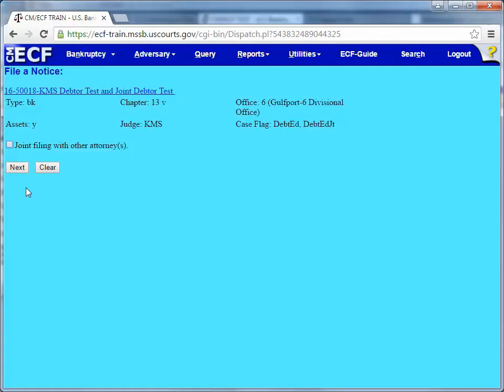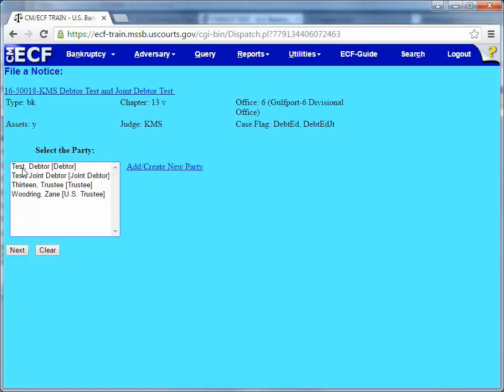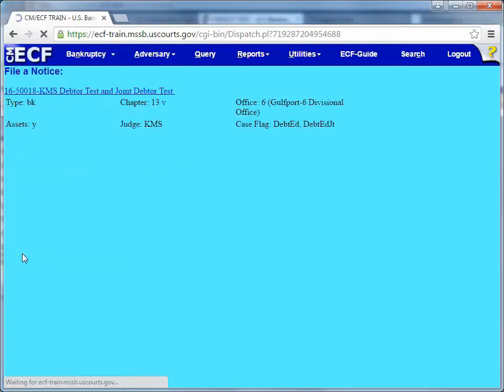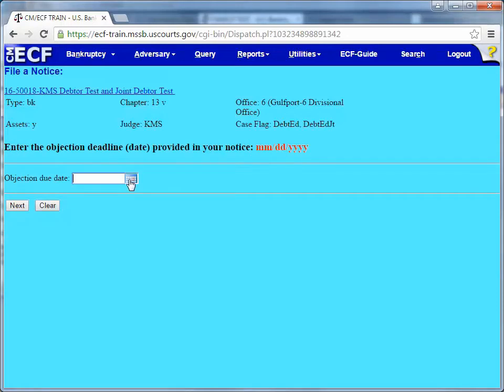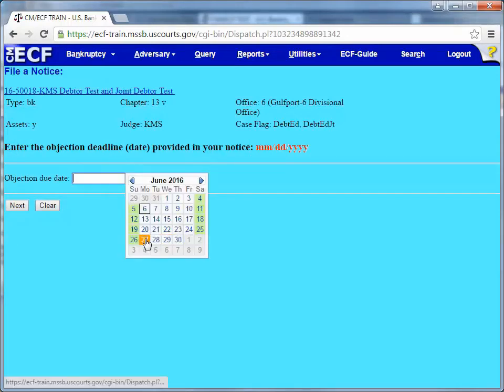Since this is not a joint filing with another attorney, I'm leaving the checkbox unchecked. I'm filing the notice for the debtor and joint debtor, so I'm selecting both parties. The screen displays the question, does your notice provide a specific deadline for filing objections? I am selecting yes because this notice does provide a date certain for filing objections. I'm entering the same objection date as provided in my notice.